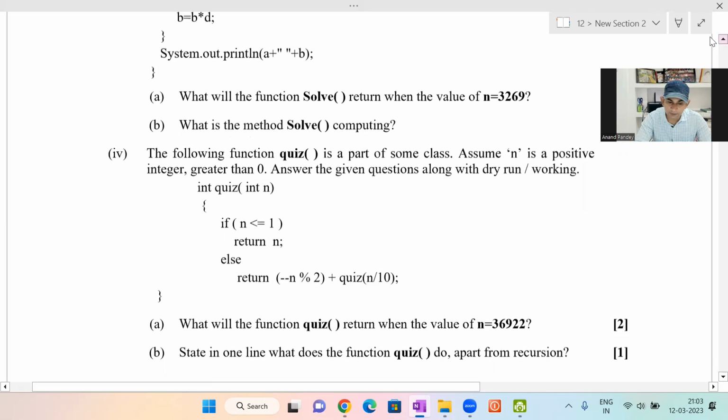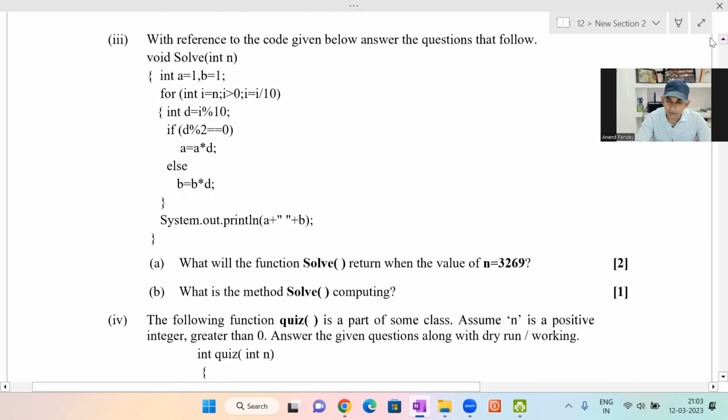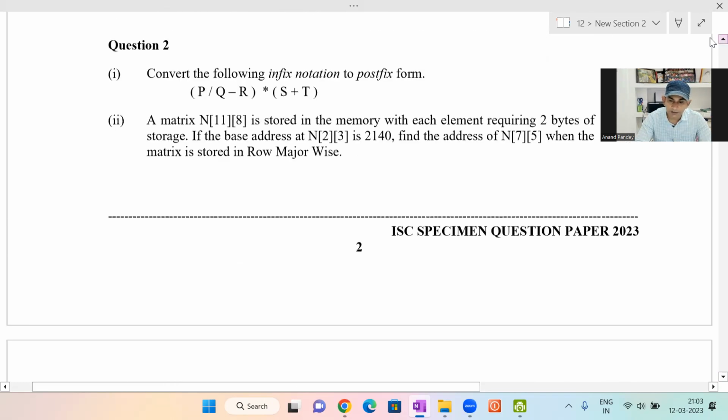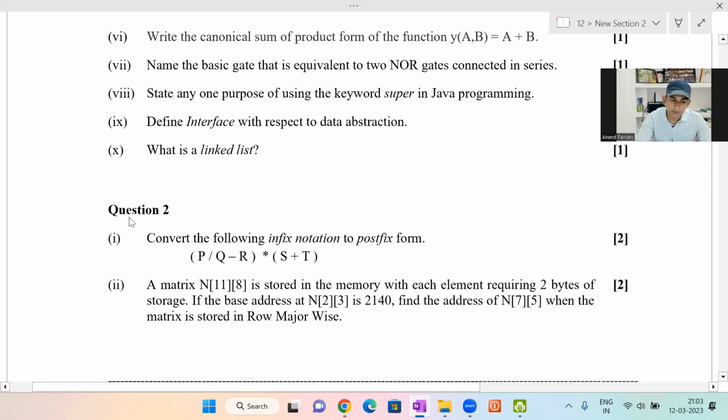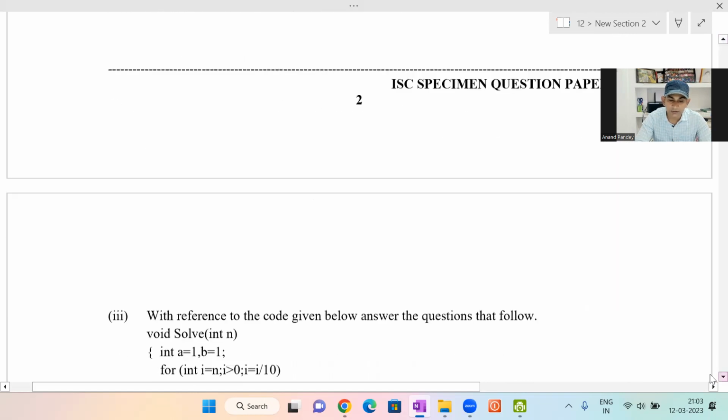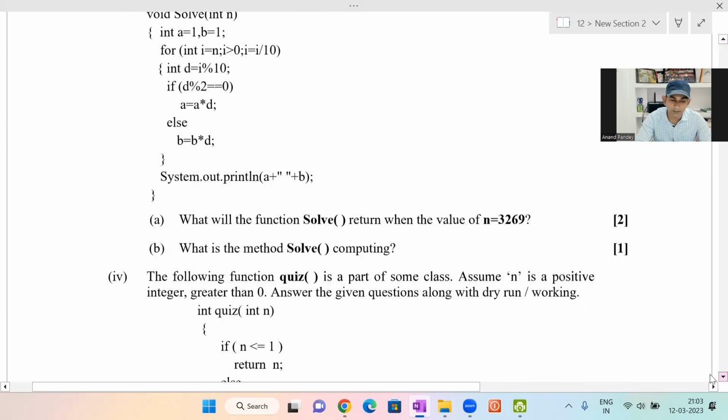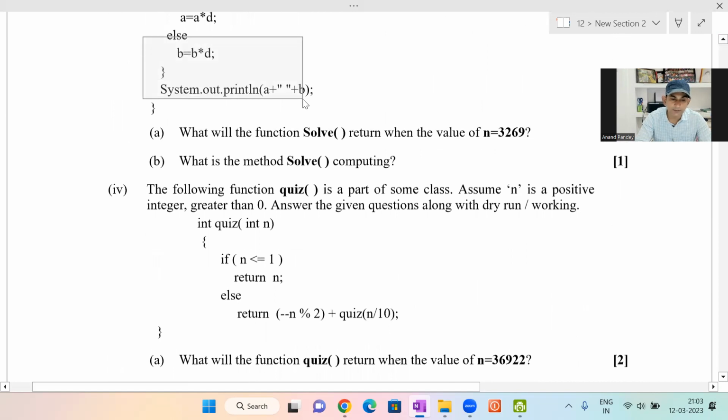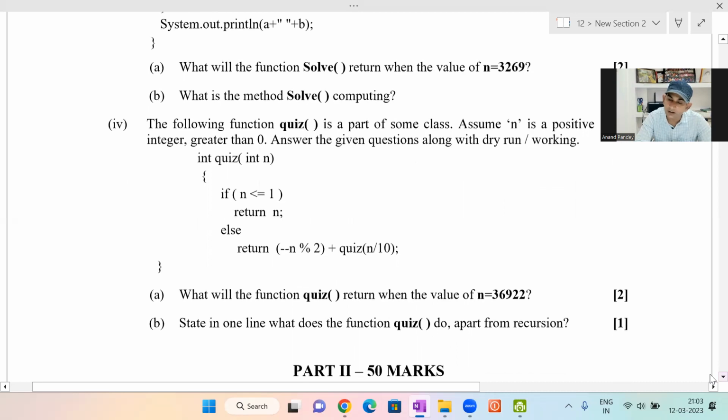So 3 marks for this output question, 3 marks for this output question, 6 marks, and 4 marks for these. Total 10 marks. Question number 2 is also of 10 marks: 2 marks, 2 marks, and then these 2 output questions of 3 marks and 3 marks. The first output question will be a simple function, a normal function having a loop, and the second output question will be of a recursive function. Both are of 3 marks.